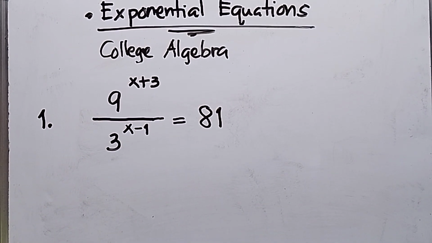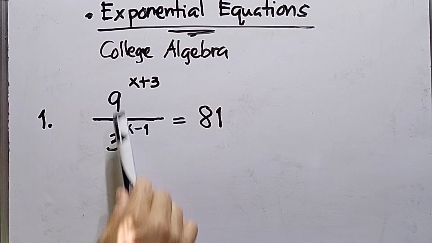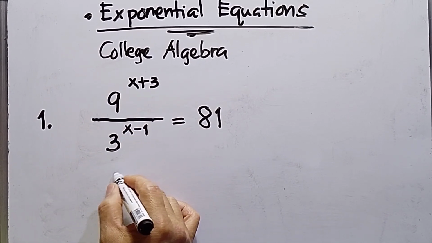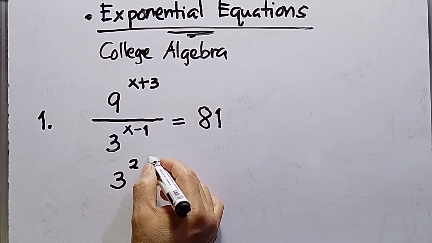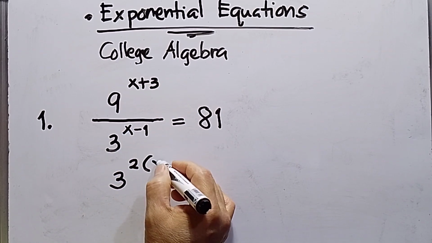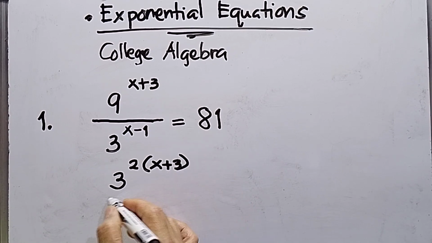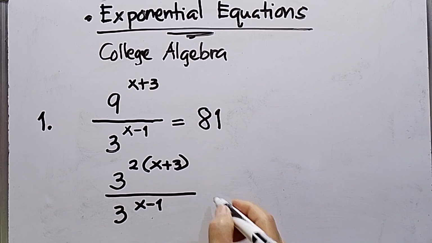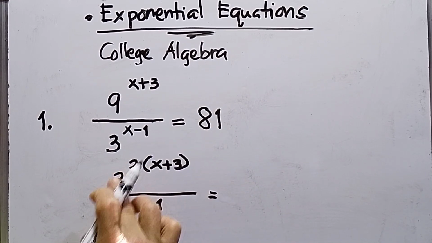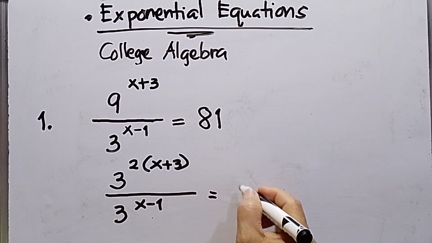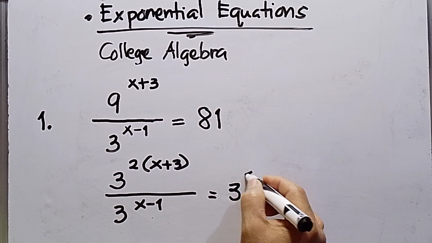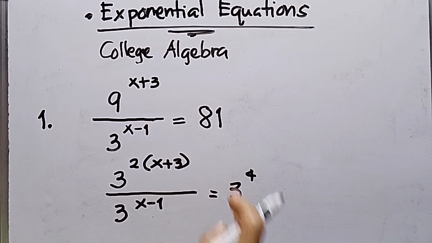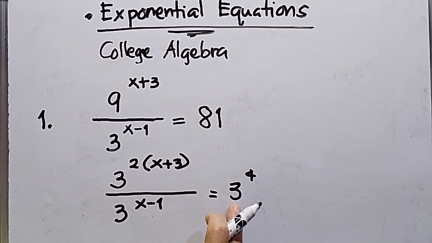So first thing to do, I will make this one as base 3. Same with my denominator, so the base must be 3. So this will be 3 raised to the second power times the existing exponent, which is x plus 3, over 3 raised to x minus 1, is equal to, same with this one, numerator and denominator, make this one as base 3 raised to the fourth power, because 3 raised to the fourth power is 81, because you have to multiply it by itself 4 times.